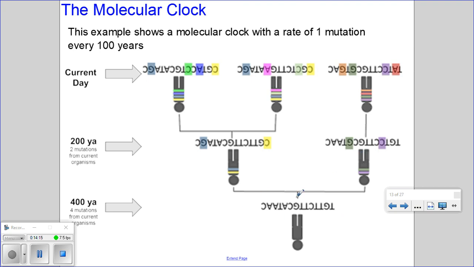If you look at this particular lineage here, the difference between this species here and that ancestral species is 2 mutations, which indicates that speciation would have occurred about 200 years ago. And then from this species to the current day species, there are an additional 2 mutations, suggesting that speciation event occurred 200 years ago. So a difference of 400 years between the current day species and that common ancestor species.